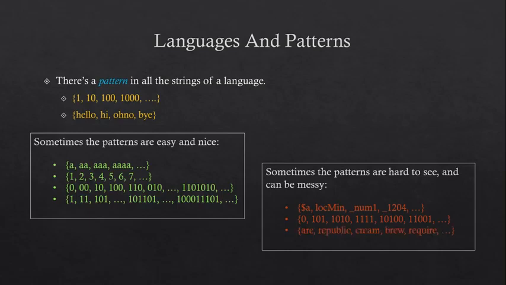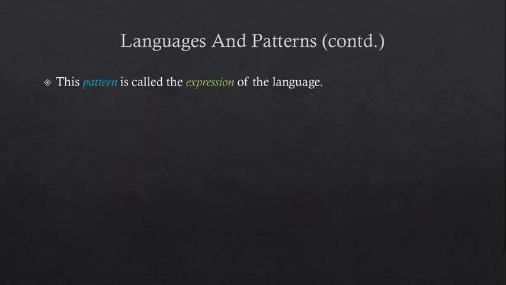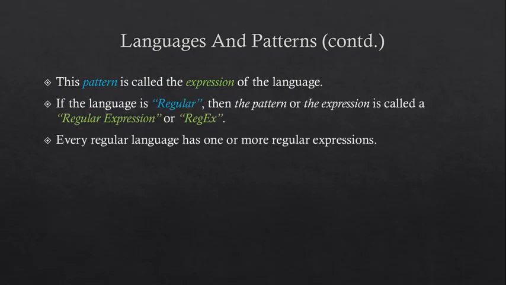This one, again, is an arbitrary collection of words, but every string here has a substring re. So there will be some pattern. It might be easy to see, it might not be easy to see, but every regular language has some pattern to it. Now this pattern is what we call the expression of the language. And if the language is regular, then this pattern is what we call the regular expression, or in short, regex. And every regular language has one or more regular expressions.